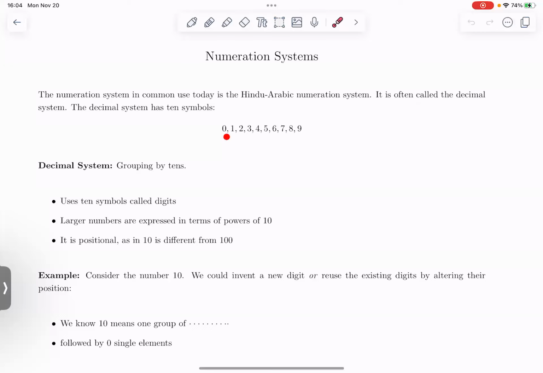The decimal system has 10 symbols, right? When you learn to count, you had to learn that things like 19 is a 1 and a 9, right? If we think of it this way, we have 10 fingers, and that's where the word digits comes from. Just kind of a fun thing, right? Digits.